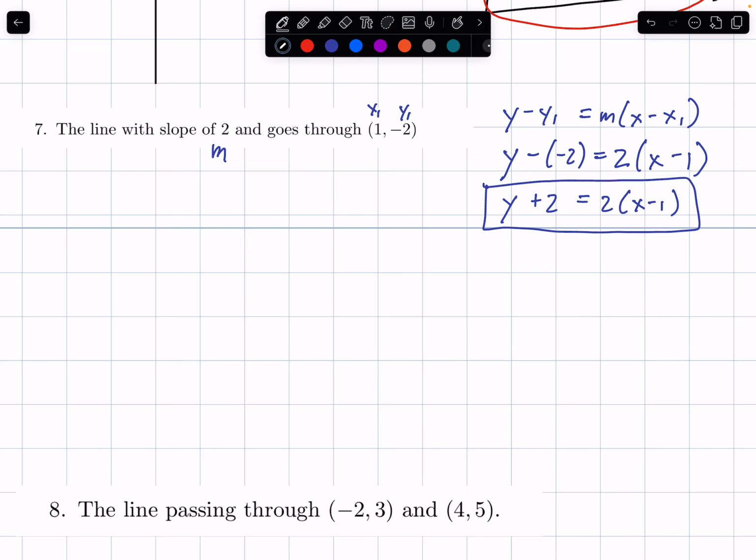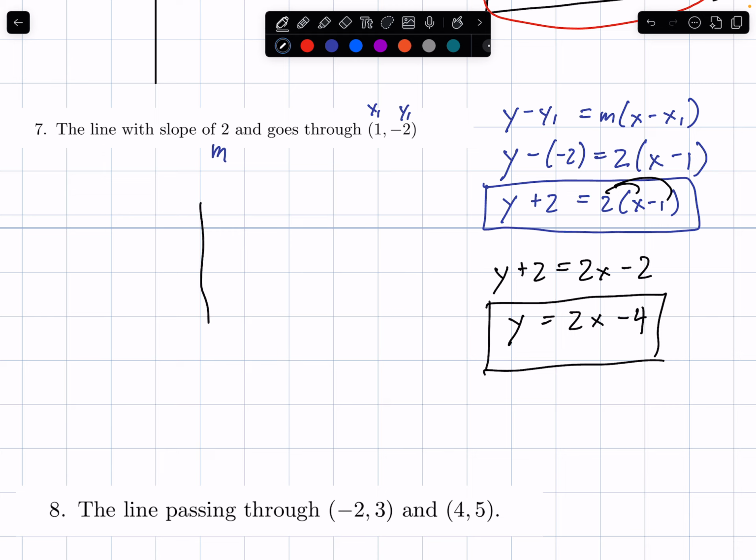Now, slope-intercept form, distribute the 2 right here first. It's y plus 2 is equal to 2x minus 2. And then subtract 2 from both sides, which I'm not going to bother showing. So it's going to be y is equal to 2x minus 2 minus 2, it's minus 4. That's slope-intercept form. Okay, so this time, slope-intercept form, that's going to be easy to plot because it's nice small values.